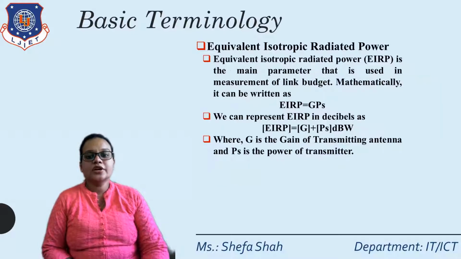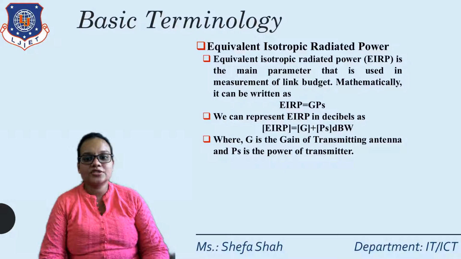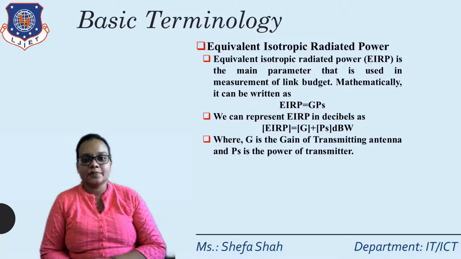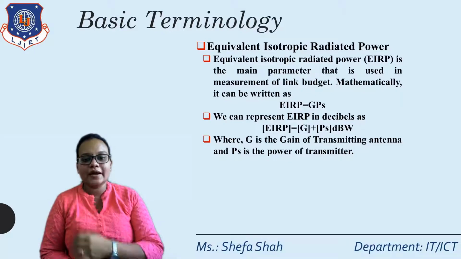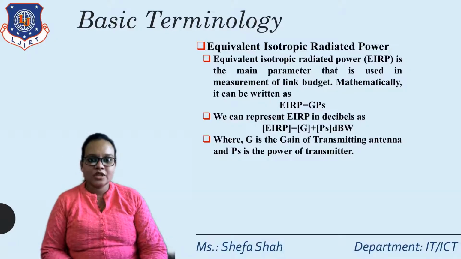Clear? The third terminology is the EIRP, which stands for equivalent isotropic radiated power or effective isotropic radiated power. EIRP is the main parameter used in the measurement of the link budget. Mathematically, EIRP is the product of power and gain. So EIRP is equal to G into PS.